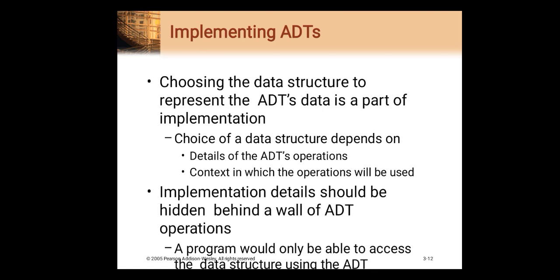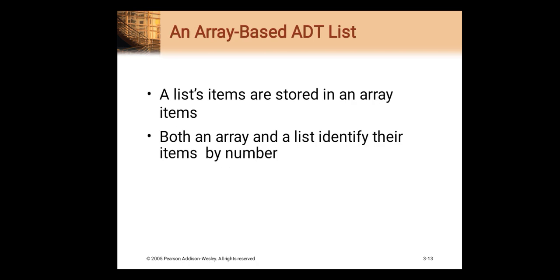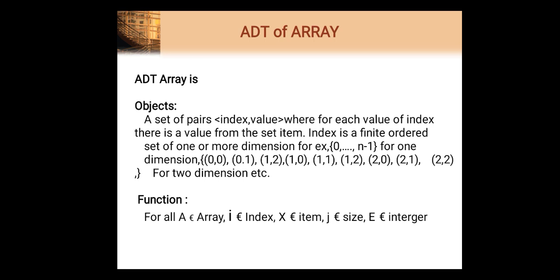You can choose different data structures for representing the ADT on your data. You can implement that data structure with the help of the ADT. That means you give only the essential details without giving the background details. Here I am showing you an example of an array based list, that means how to write the ADT for the array.